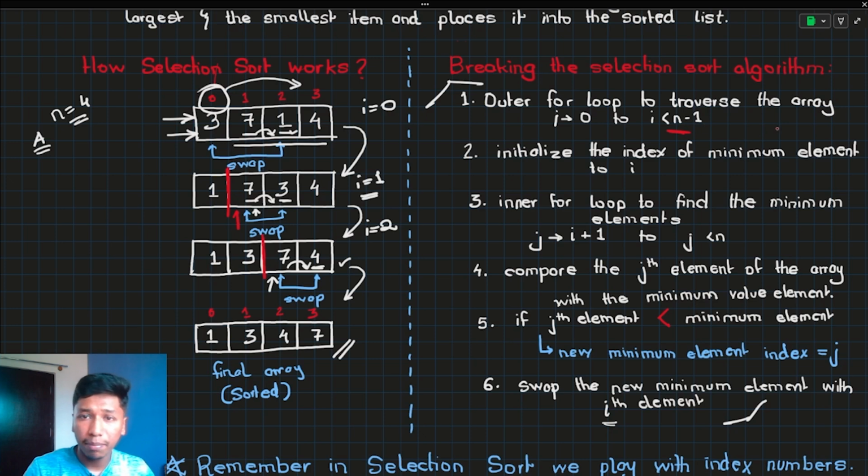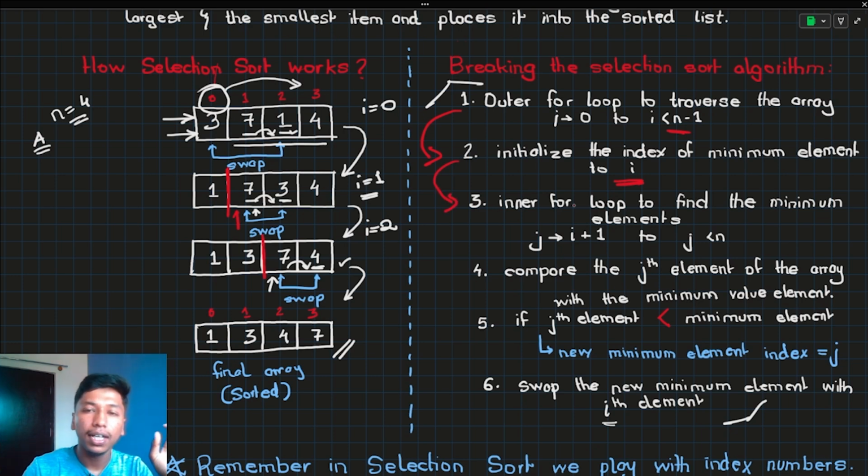So the very first step is we have to have a for loop to traverse the entire array, which will start from i equals 0 and it will end when i is less than n-1. Now the next step is we have to initialize the index of the most minimum element. So we have to initialize the index of the most minimum element to the value which is in i. Okay, so this is initializing it.